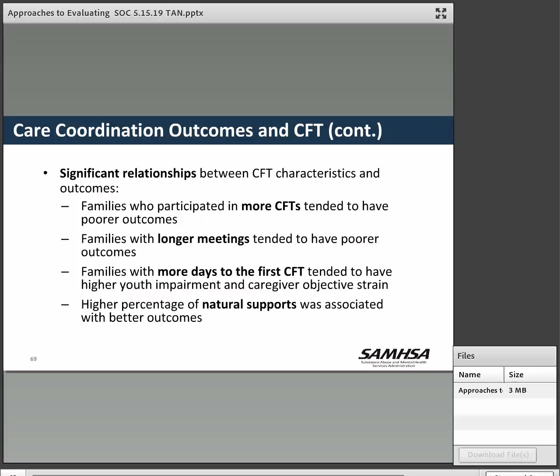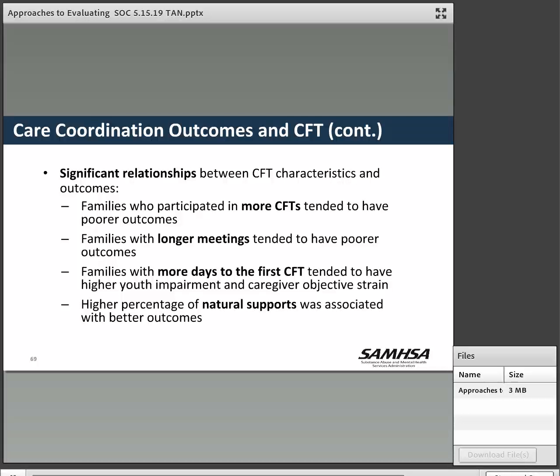We found that more days to the child and family team meetings was associated with higher youth impairment and caregiver strain, the caregiver objective strain, those tangible disruptions like financial strain. So perhaps families with this type of elevated stress may struggle to schedule and maintain appointments, which could interfere with their ability to quickly engage in the child and family team or wraparound process. So this may represent a subset of families who may require increased support and effort from care coordination staff to reduce barriers to engagement.